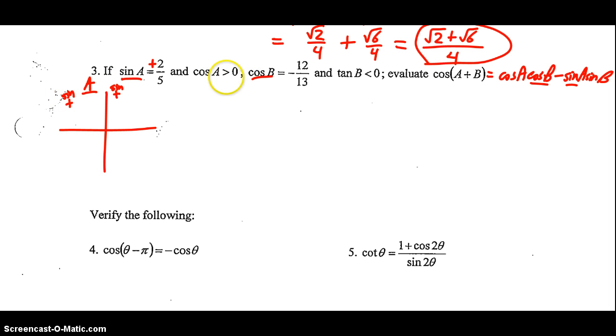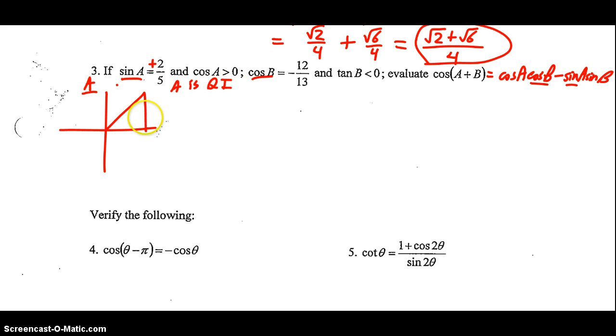Whereas cosine, it's greater than 0, so that means it's positive. Cosine's only positive in quadrants 1 and 4. Well, where do the two overlap? Quadrant 1. So we know we are in quadrant 1 here, whatever angle A is. So A is in Q1.